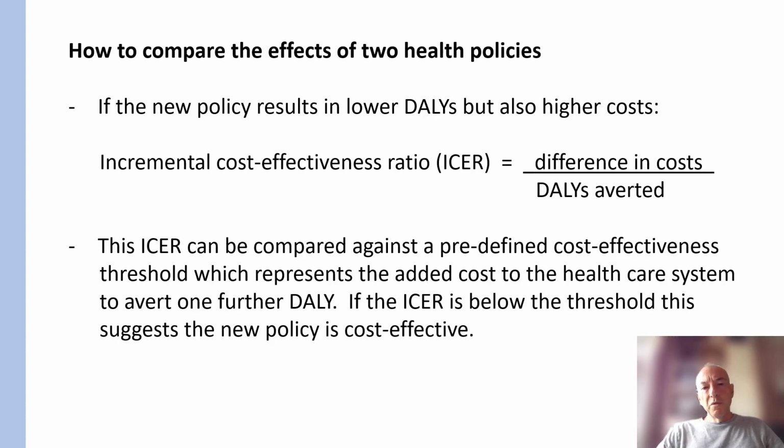So if the new policy results in lower DALYs, which is a good thing, but also higher costs, then we can calculate the incremental cost effectiveness ratio, or ICER, as the difference in costs between the policies divided by the DALYs averted by the new policy. So this ICER can be compared against a predefined cost effectiveness threshold, which represents the added cost to the healthcare system to avert one further DALY. If the ICER is below the threshold, this suggests the new policy is cost effective.